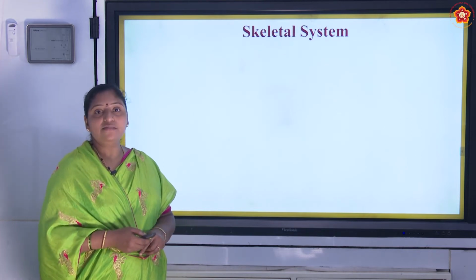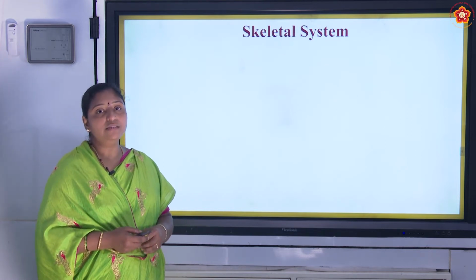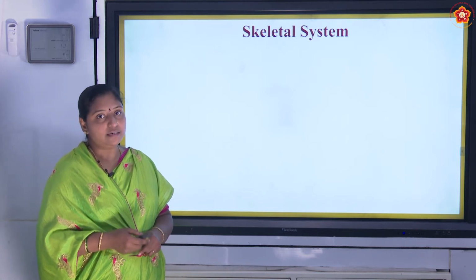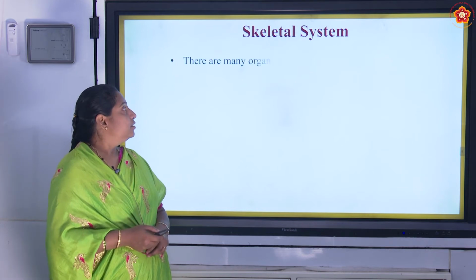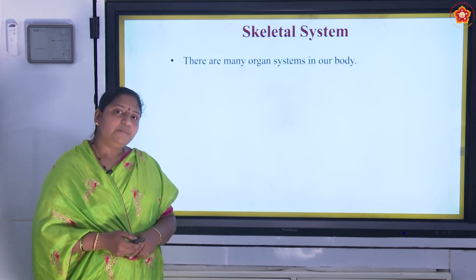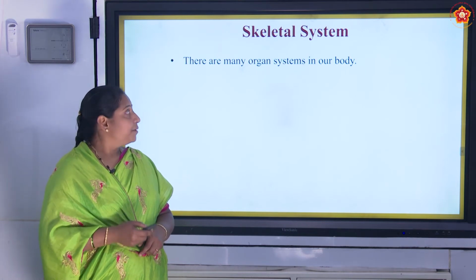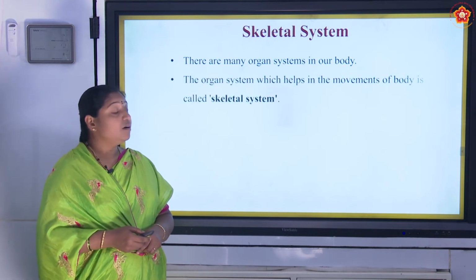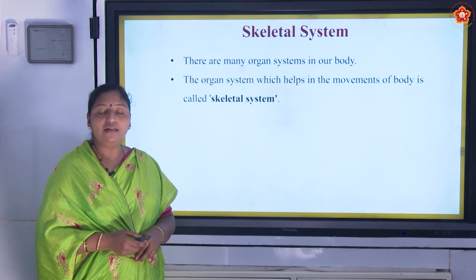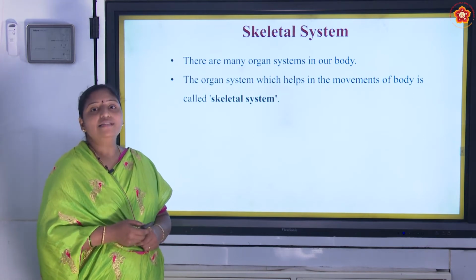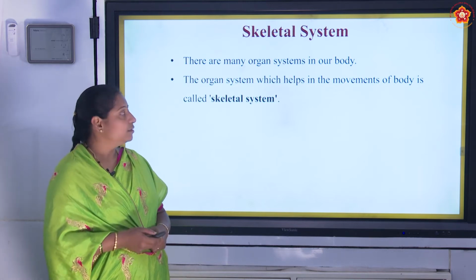In today's class, we are going to study about the skeletal system and the human skeleton. There are many organ systems in our body. And the organ system which helps in the movements of the body is called the skeletal system.